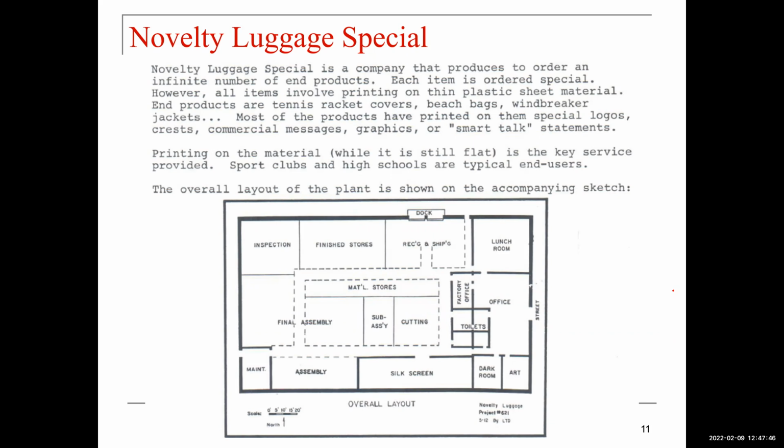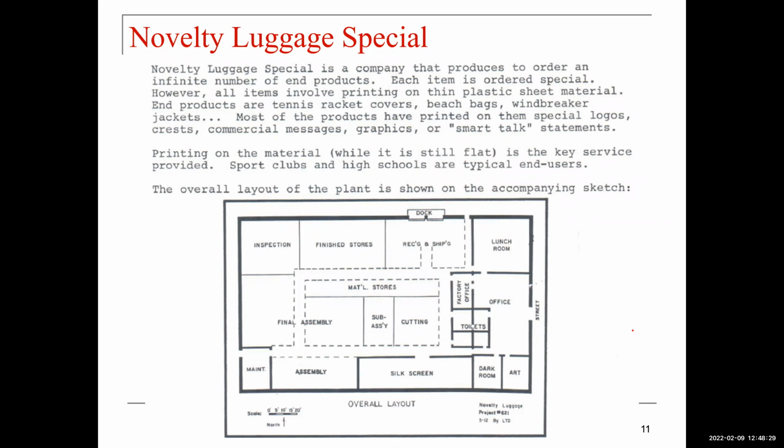Most of the products have printed on them special logos, press, commercial messages, graphics, or small talk statements. Printing on the material, while it's still flat, is the key service provided. Sport clubs and high schools are typical end users. The overall layout of the plant is shown on the sketch. So this is the overall layout for the company. So we have all these departments. You see there's some space here for lunch, office space, and so on. In this example, we're going to be focusing on one of these departments.